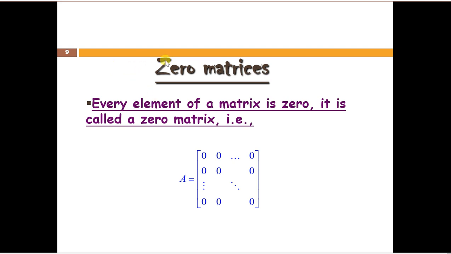Now zero matrix. Zero matrix means if all the elements of a matrix are zero, then it is called a zero matrix. If all elements are zero, then we will call it a zero matrix.